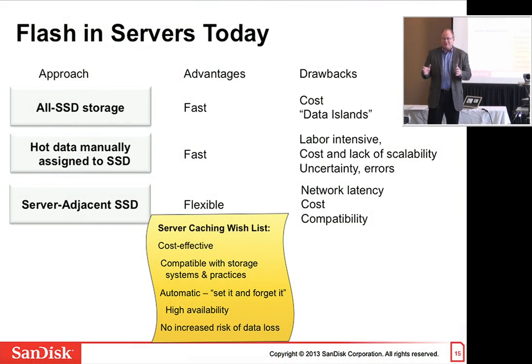So flash in servers today, we think, well, there's all SSD storage, which is nice, but it's expensive and isolates the data on an island. We could manually assign hot data to SSDs, which in databases can be tricky. It's labor intensive. It does give the results with fewer flash resources allocated per server, but it's labor intensive, and that labor can actually be more costly than the price of the SSDs themselves. And you're never quite sure if you've done it right, was one of the things that we've discovered.